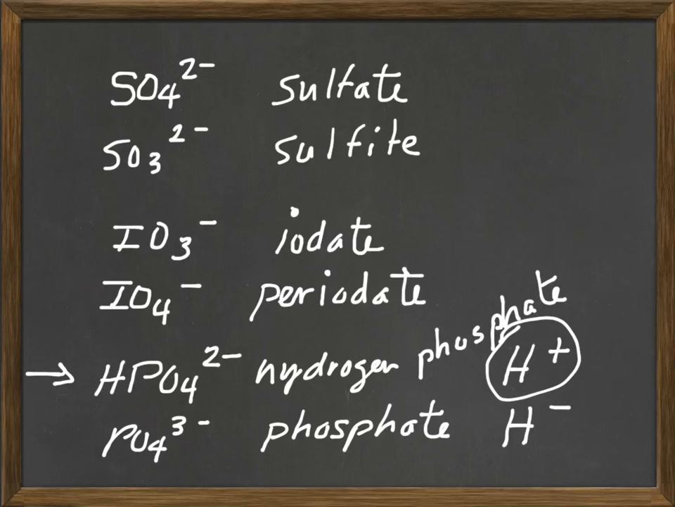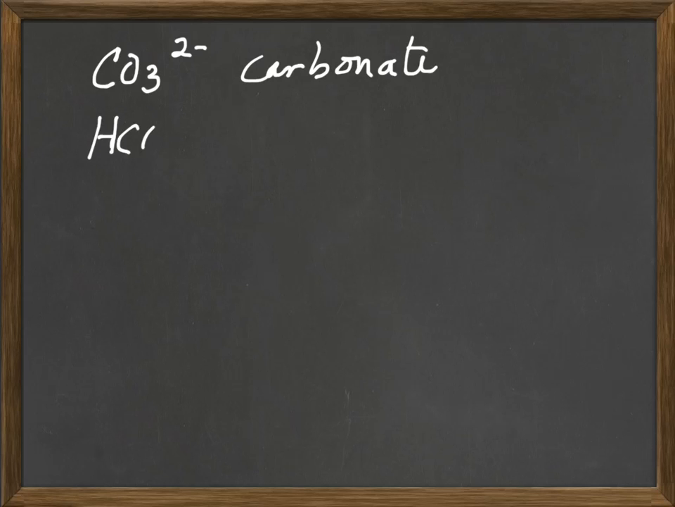And above that is bicarbonate. So this is carbonate, CO3 2 minus is carbonate. And HCO3 minus is hydrogen carbonate. And so those are the words, those are the names.